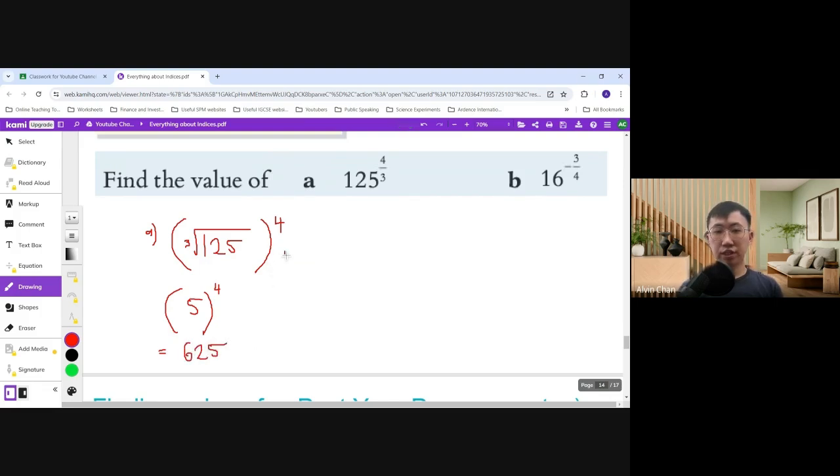So this is the working, and that's the final answer. So how to do this question? Remember, a very important skill is to check whether the powers are negative or positive. Teacher can see the power is negative. So how do we do this?